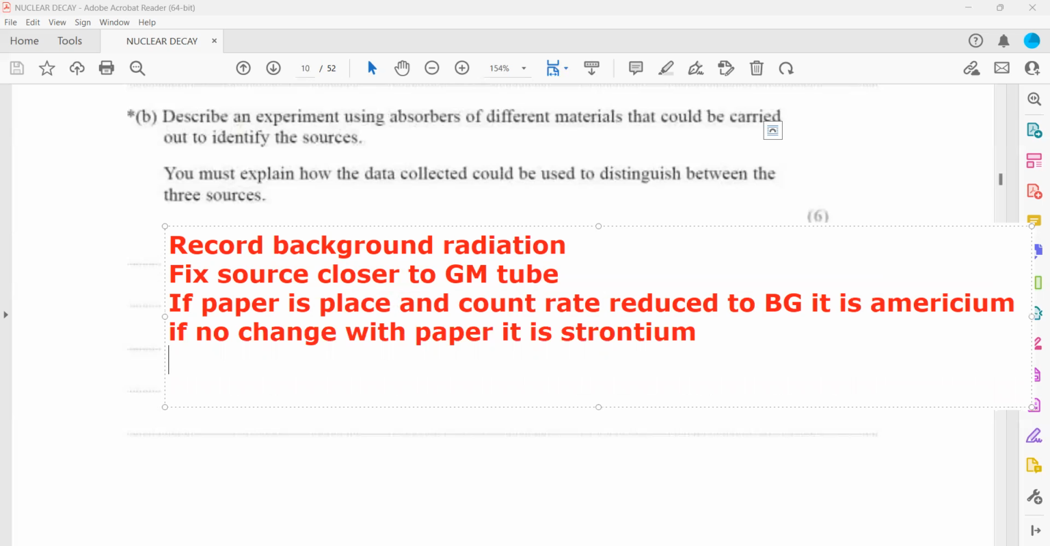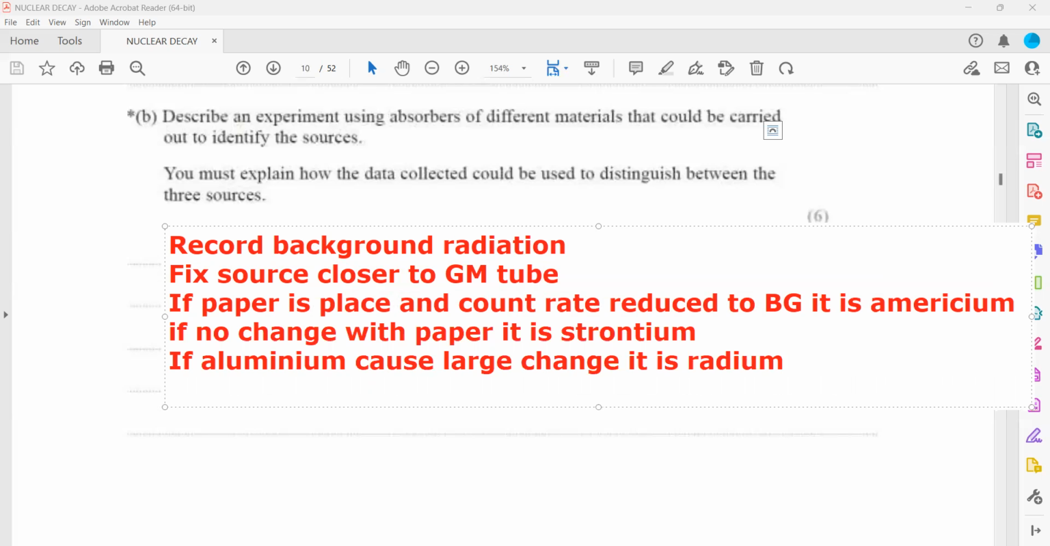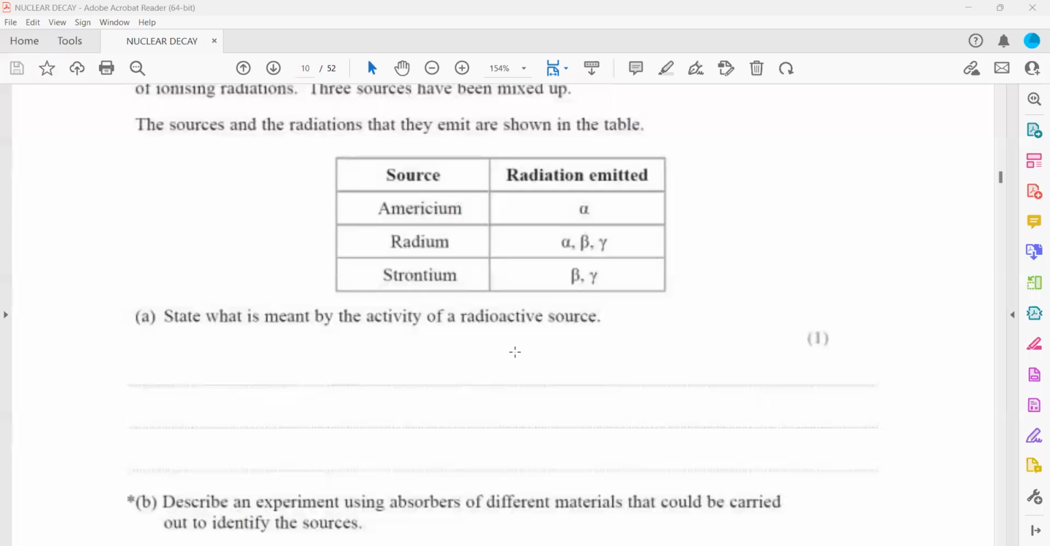And if aluminium is added between the source and the detector, it is radium. Because of the three sources, one is only an alpha emitter, and radium is alpha, beta, and gamma. So when we place aluminium, only gamma will be there, and gamma does not cause too much ionization. So the count rate will be very low with gamma.